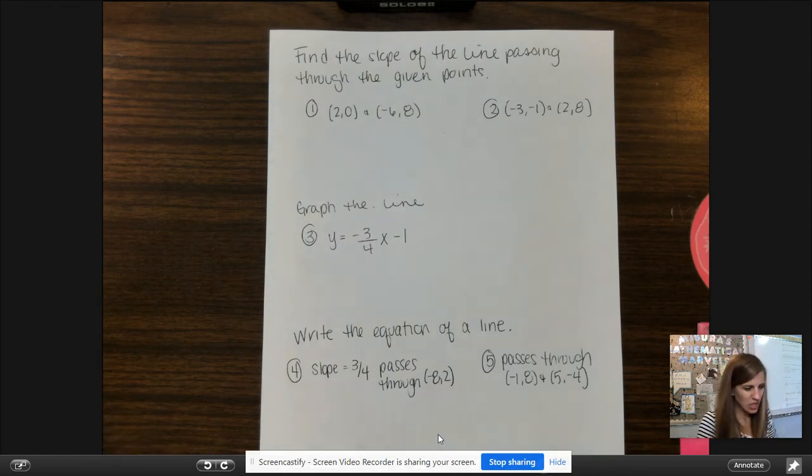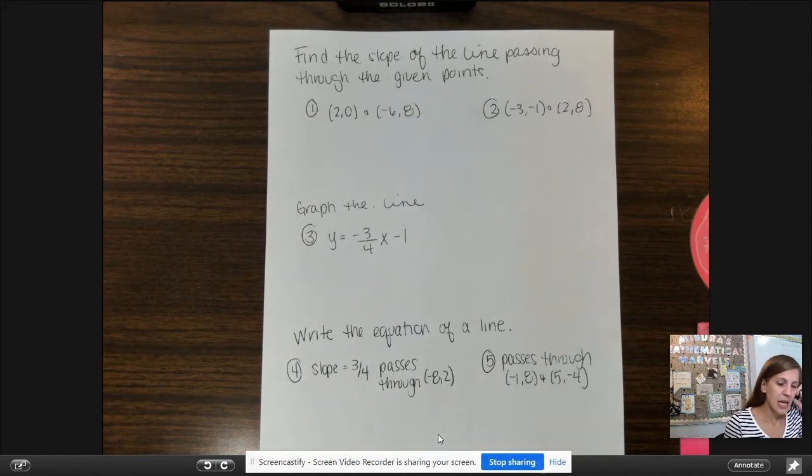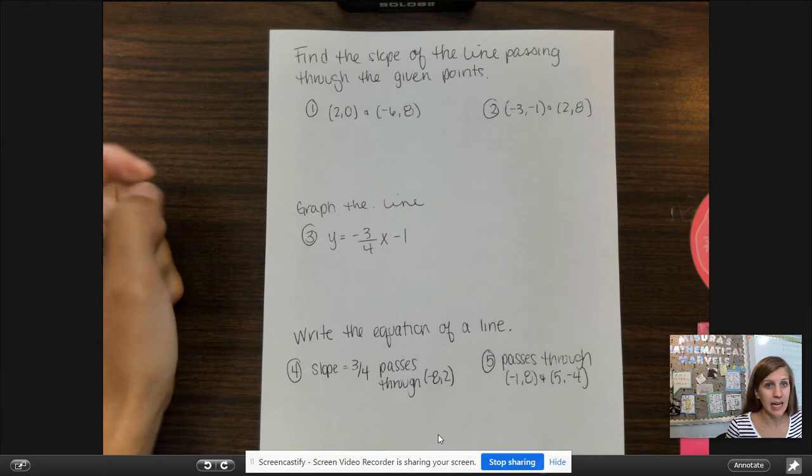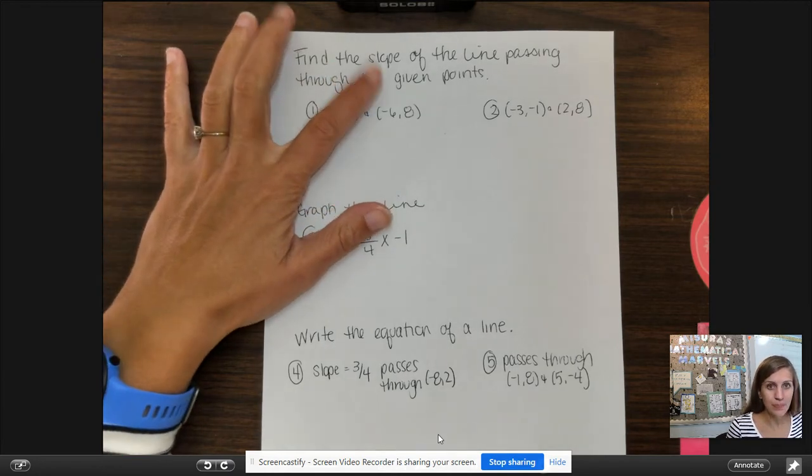All right, guys, so let's just do a couple more examples together about writing the equation of a line. I know that that can kind of be tricky for some people, and you did do it last year, but I mean, that's been a whole year. So let's just practice it a little bit more. A major step in writing the equation of a line is knowing the slope.